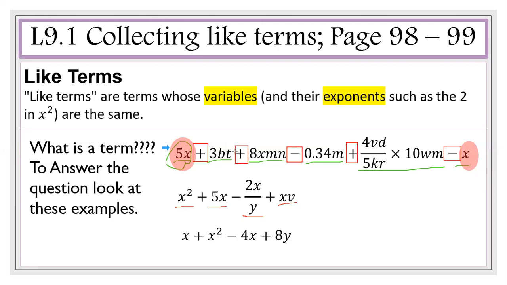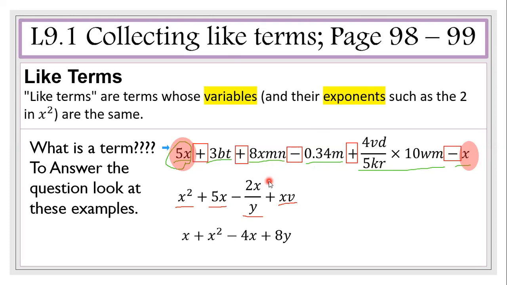Why? Because this one has bt. None of them have bt at the same time. 8xmn has x, but it doesn't have 5x, it doesn't have mn. So you can't say 5x is the same as 8xmn because the name here is xmn, okay? This one here has xmn. This one has only m. So we cannot say they are like terms. xmn and here wm, they have only m in common, but they don't have the rest. So the only two terms that are like terms are x and 5x.